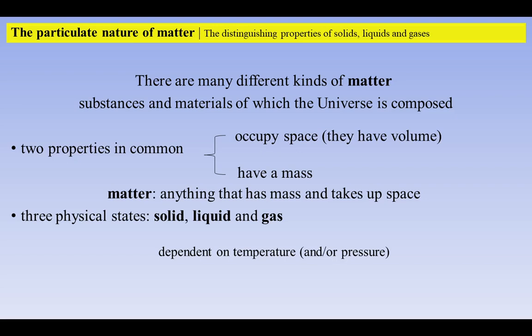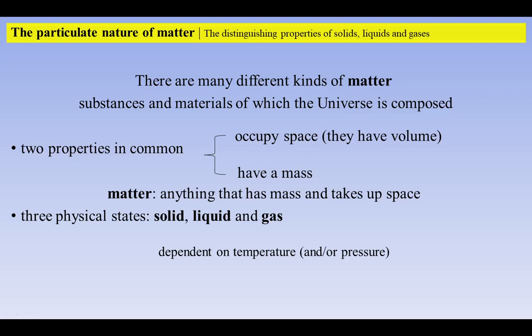You can distinguish different kinds of matter, and these are all actually the substances and materials of which the universe is composed. Okay, so all the different substances and materials of which the universe is composed are called matter, and we can distinguish between two properties which are common to those materials. The first one is that they occupy space, which means that they have volume, okay? And the second one is that they have a mass.